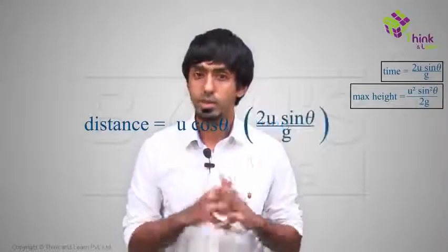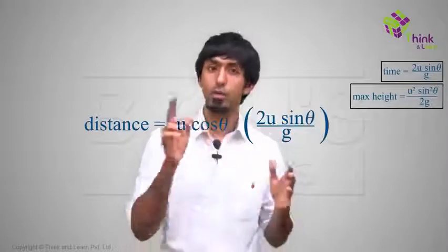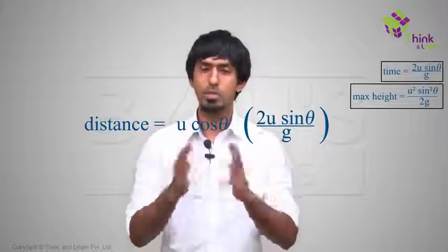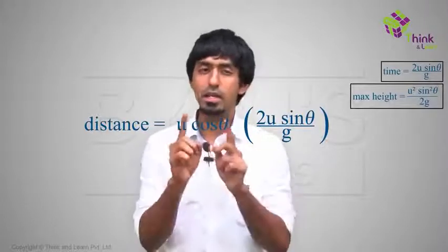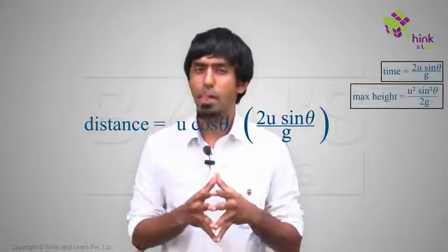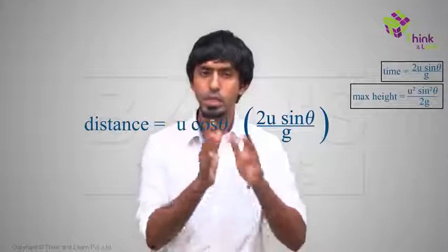U sine theta by g, twice of that, so 2u sine theta by g for it to go up and come down. So you have the time, you have the velocity, your answer is going to be just the product of this. Now we can rearrange this, okay, to make it look different. And you'll notice why we're doing that in the next video. So we'll do that over here. What are you getting over here? Yeah, u cos theta multiplied by 2u sin theta by g.